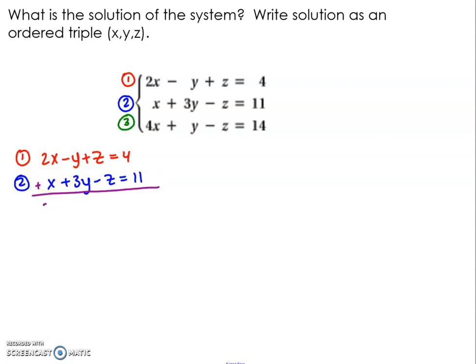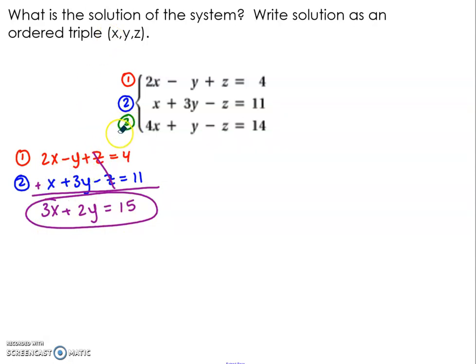So 2x and x is going to give us 3x. Negative y and 3y is going to give us 2y. The z minus z is going to get eliminated. And then 4 and 11 is going to give us 15. Okay, I'm going to circle this because I'm going to come back and use that. Okay, I did not use equation 3 yet.